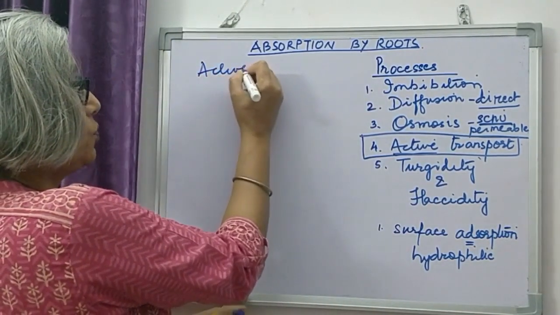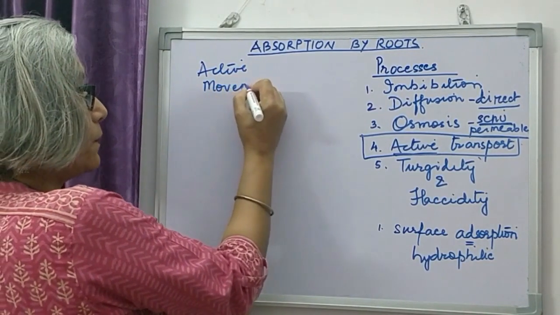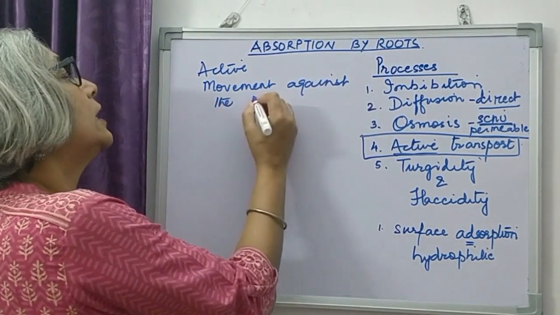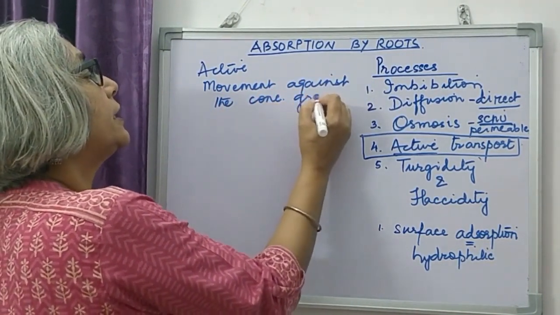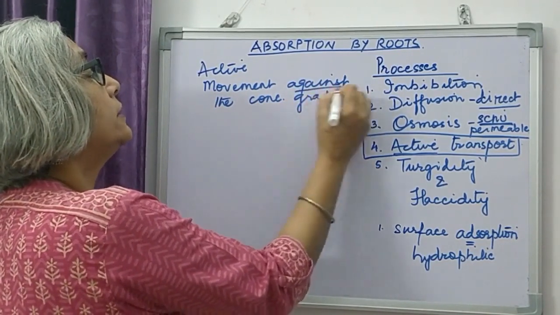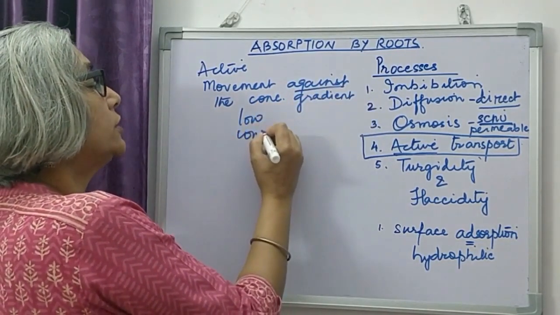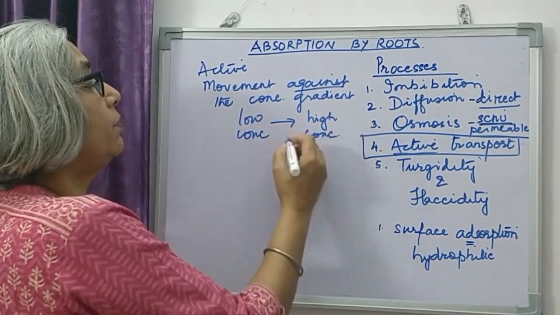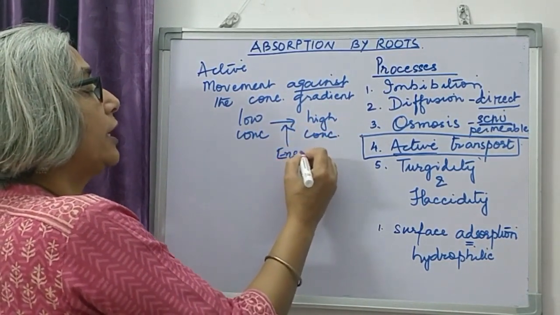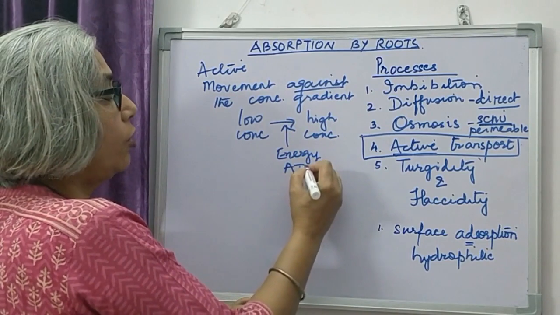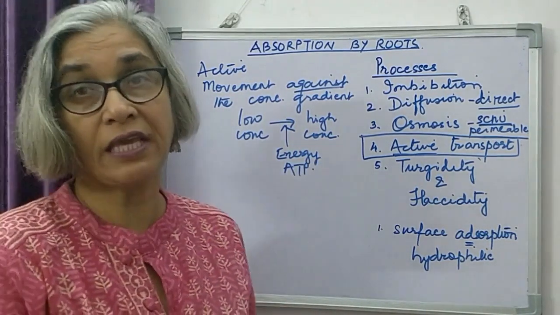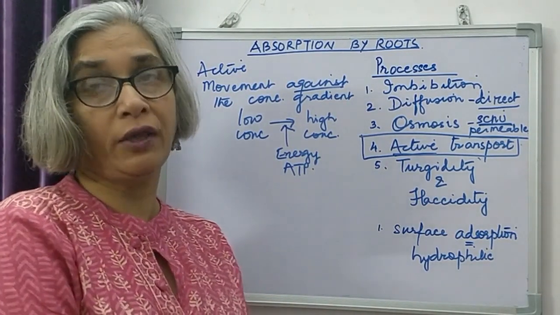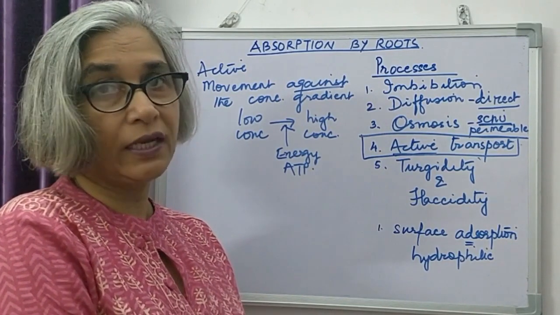So in active transport, the movement is against the concentration gradient. When I say against, this means from low concentration towards high concentration. And this will not take place without the involvement of energy. So energy in the form of ATP is utilized by the cell, then only movement will take place from low to high concentration. So is that clear?